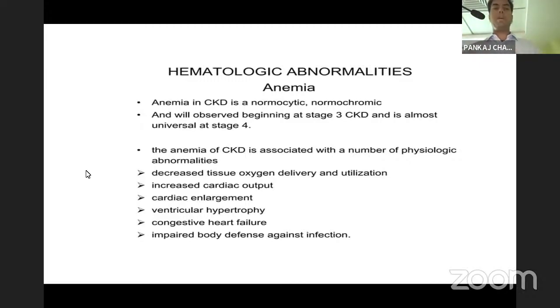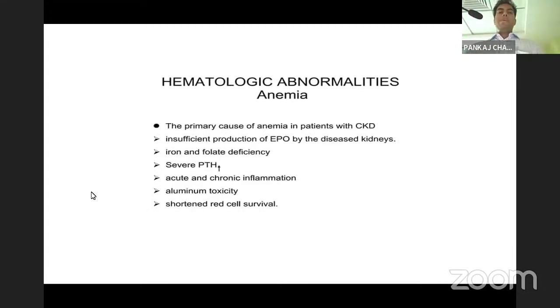Hematological abnormalities, anemia. Anemia in CKD is normocytic and normochromic, and is observed beginning at stage 3 CKD, and it is irreversible at stage 4. The primary cause of anemia is the insufficient production of EPO by the diseased kidney.